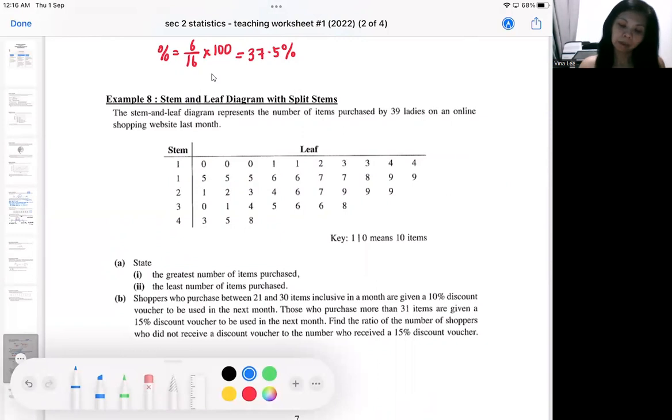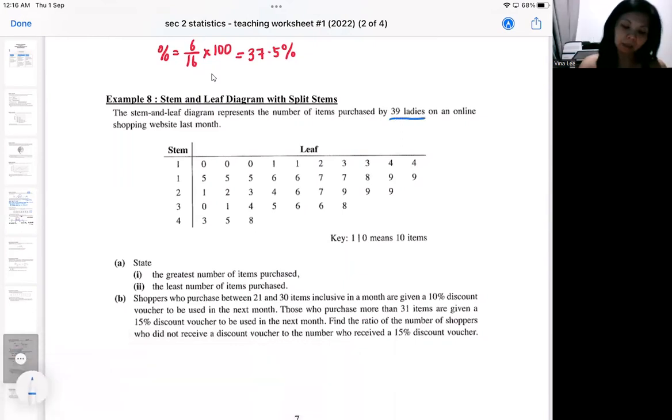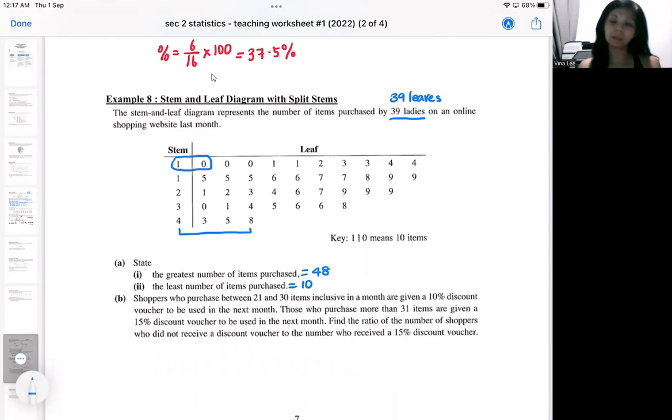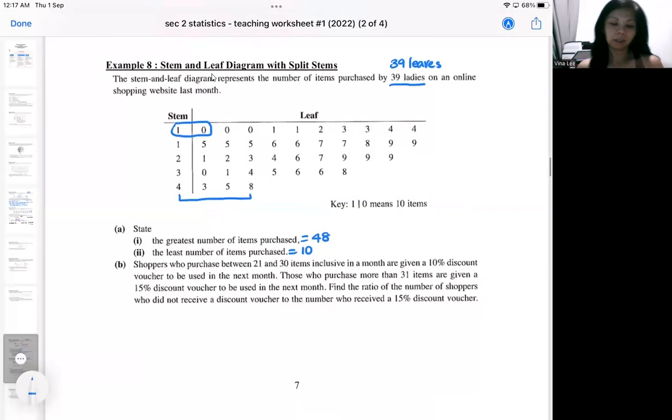Here are the number of items purchased by 39 ladies on an online shopping website. Because there are 39 ladies, I'm expecting 39 leaves. For the greatest number purchased, you look at the last one. There's one lady who purchased 48 items. The least number is 10, so the minimum number of purchased items is 10. So this is the reading of the stem and leaf data.